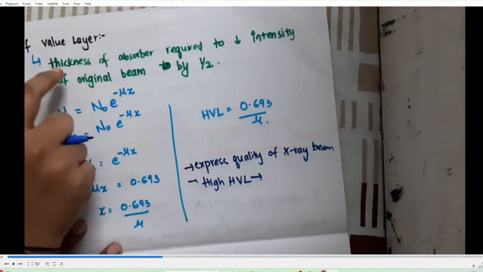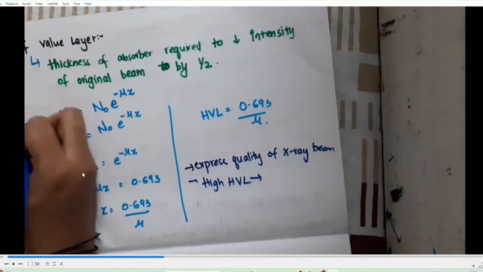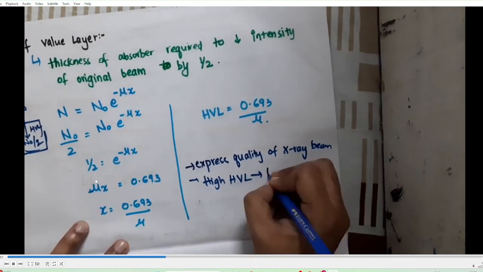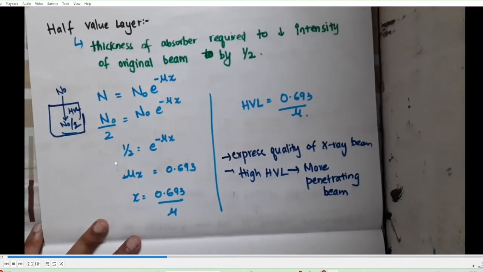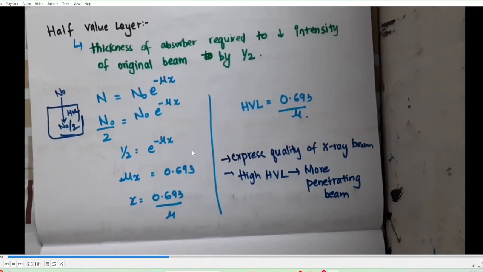A beam of high half value layer is more penetrating than the beam with low half value layer, because if the beam has higher half value layer, it penetrates for longer. So half value layer is the thickness of absorber required to decrease the intensity of original beam by half. The more the thickness of absorber penetrated by the beam, the more is the penetrating quality of the beam. So high half value layer shows more penetrating quality than the lower half value layer.